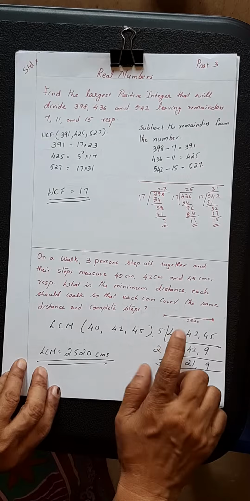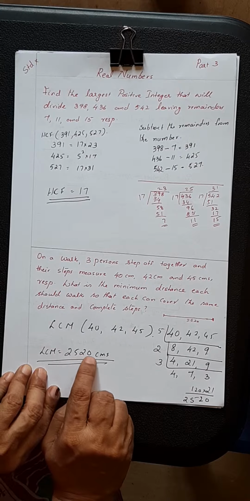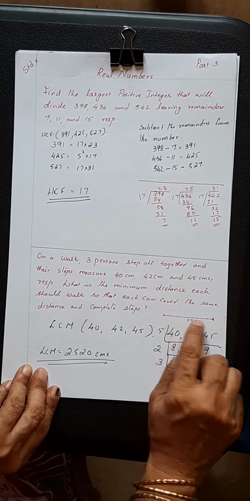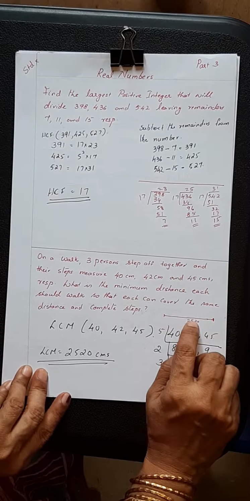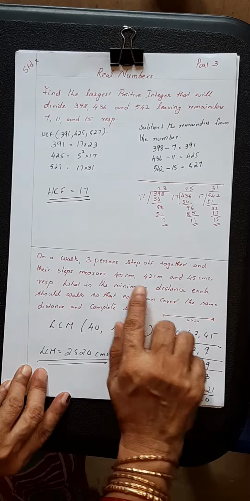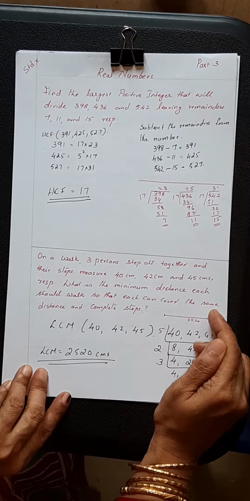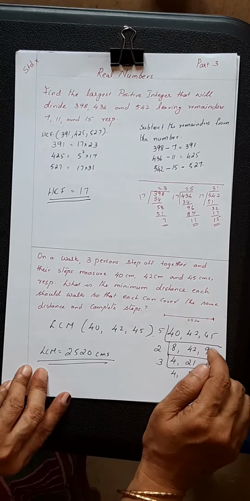Finding the LCM of 40, 42, 45, you get 2520 as the LCM. So at this distance 2520, that is a common distance where all would have completed their length, they would have ended their steps at this point. So that is the minimum distance.